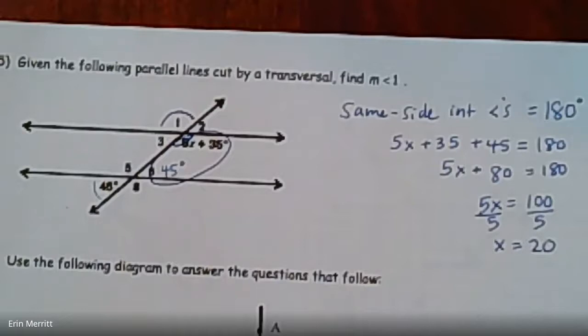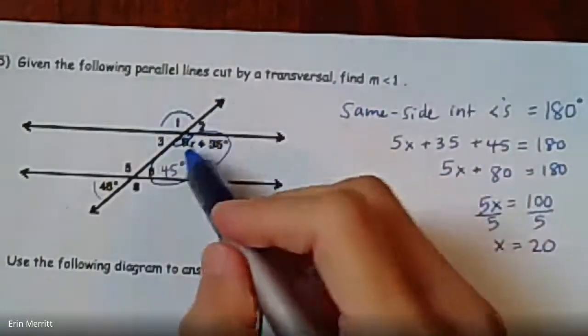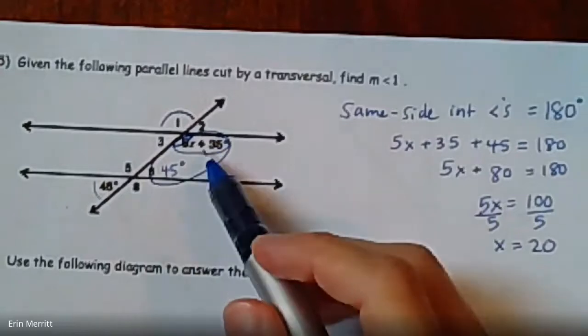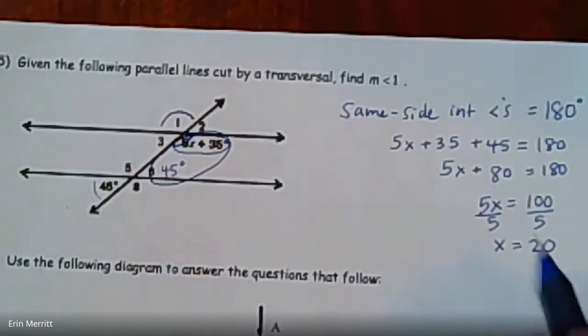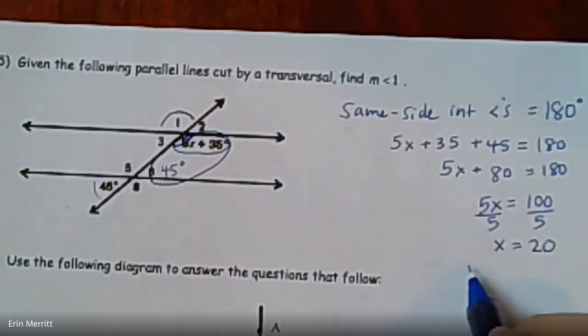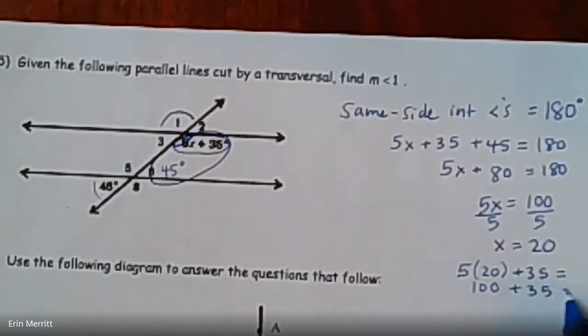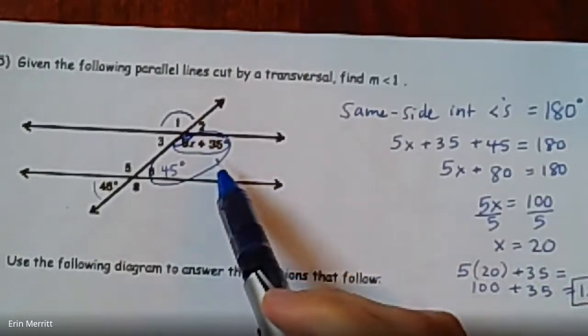As always, reread the question. If I just needed x, I'm done, but they want to find the measure of angle 1, which we noted is the same as this guy right here. So let's plug back into that. The measure of angle 1, we can do 5 times 20 plus 35, and that should bring us up to 135.